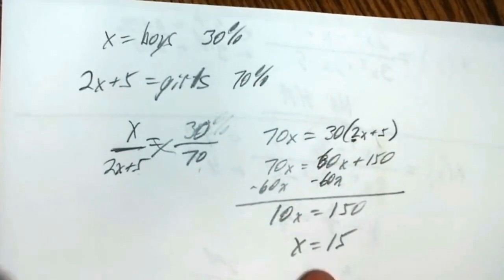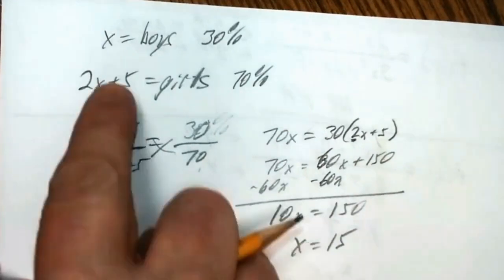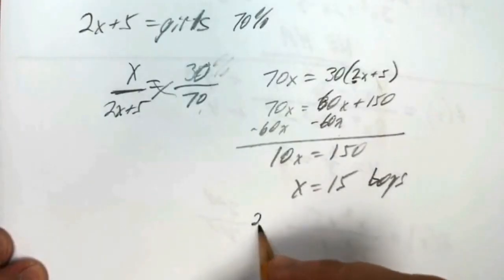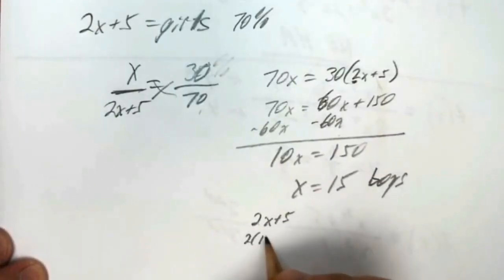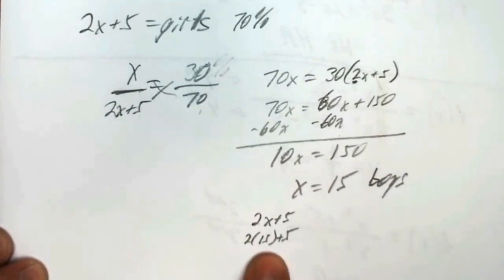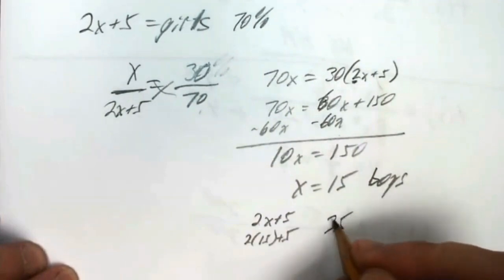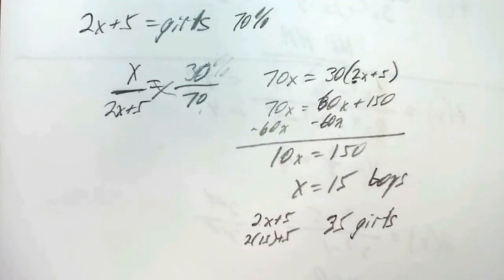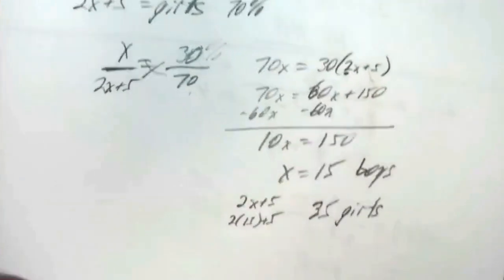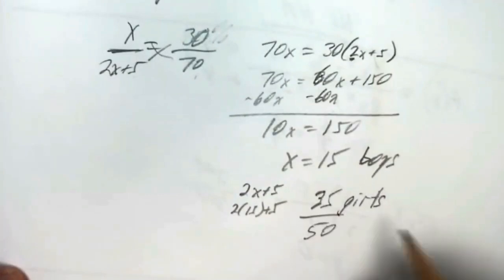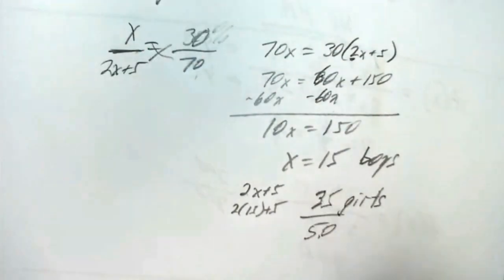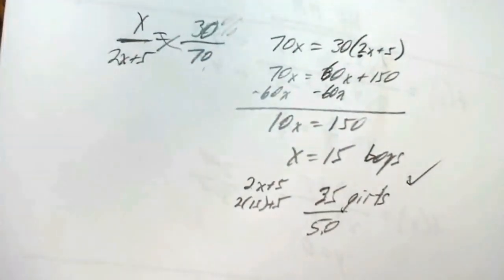So when we solved it, x equals 15. Does that work? Well, x was the boys. So 15 boys. And the girls were 2x plus 5. So 2 times 15 plus 5. 2 times 15 is 30 plus 5. 35 girls. Okay. Is that 70% to 30%? Add those together, there's 50. 50 times 70% is 35. 50 times 30% is 15. So when we check it, those work out.